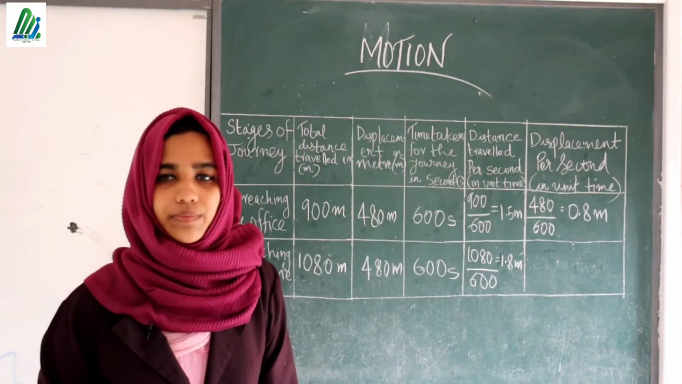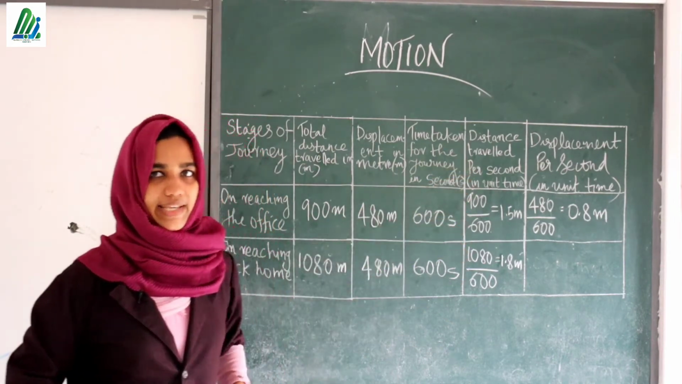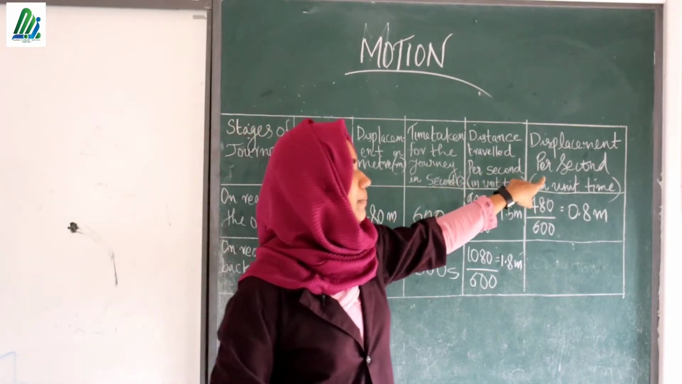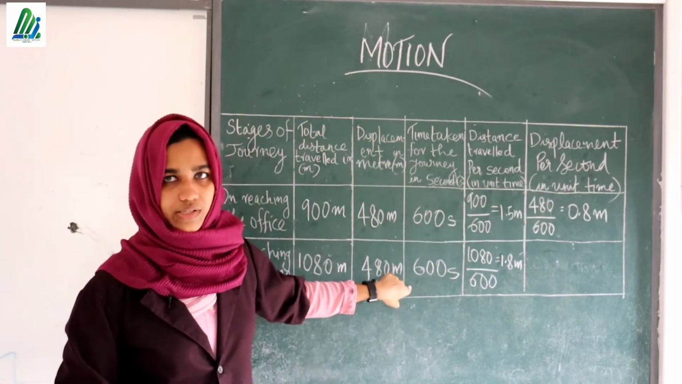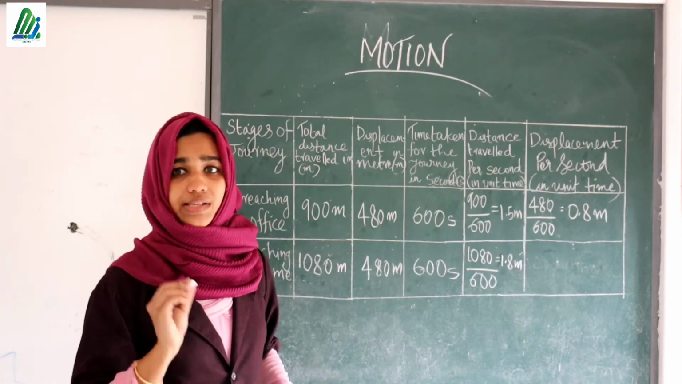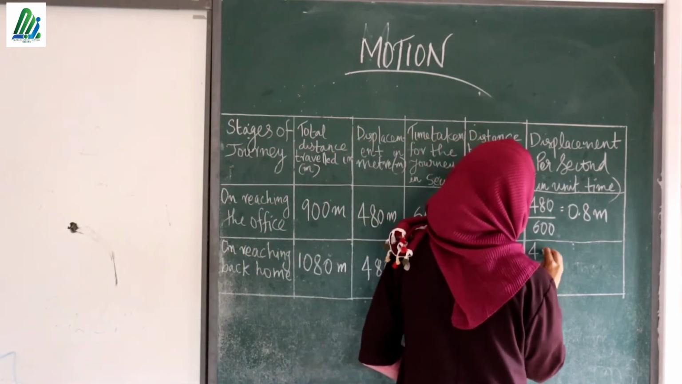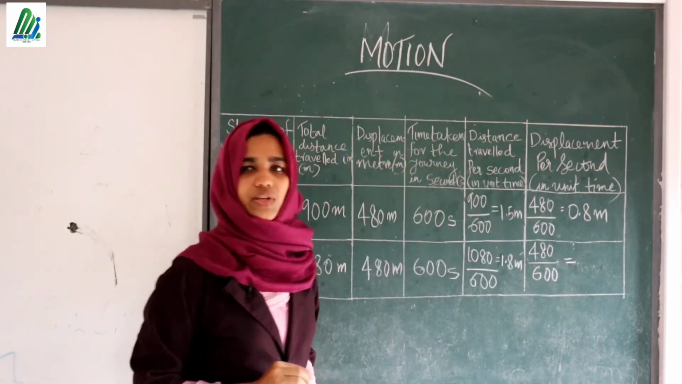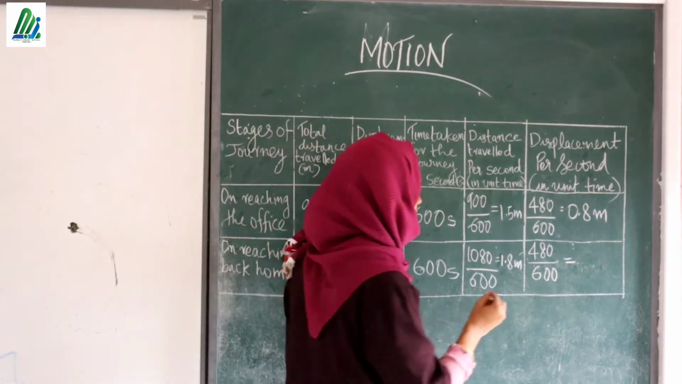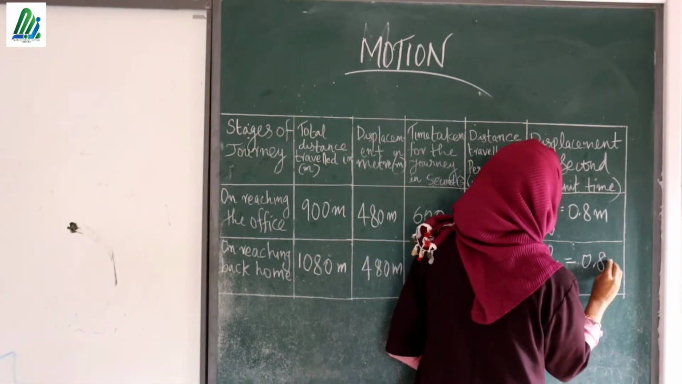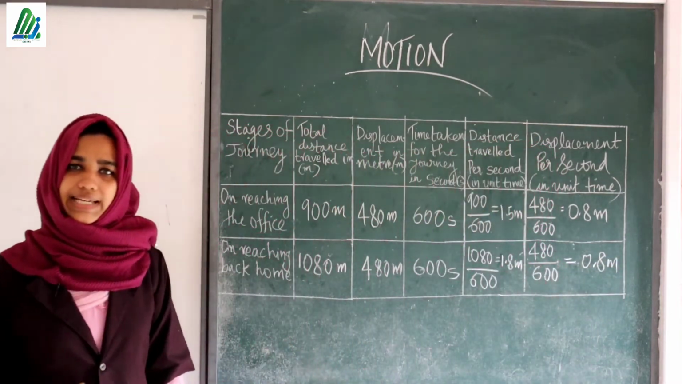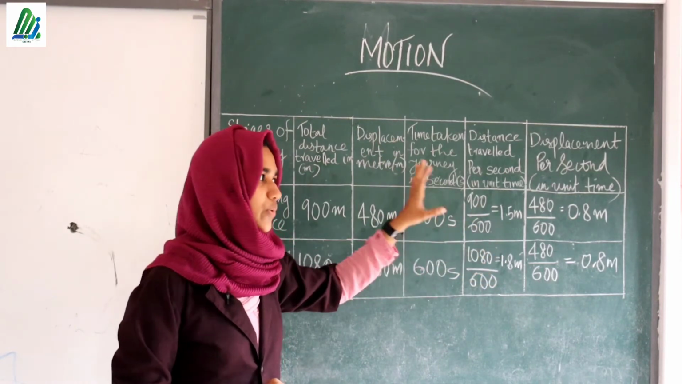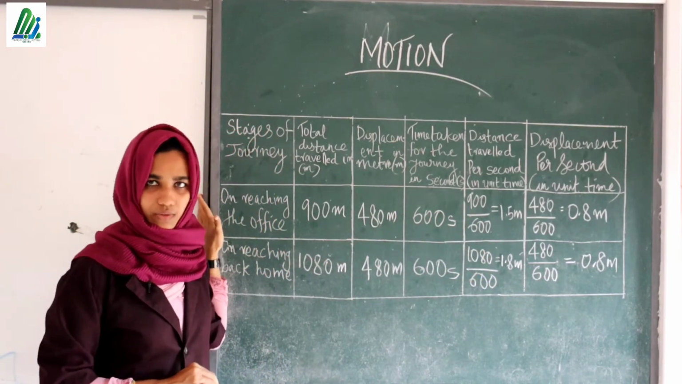1.8 meter. Next one, displacement per second, that is in unit time. Here the displacement is 480 meter and the time given is 600 seconds. So we can write 480 by 600, that is equal to 0.8 meter. Is it clear? Go through the picture and you can easily find out the answer.